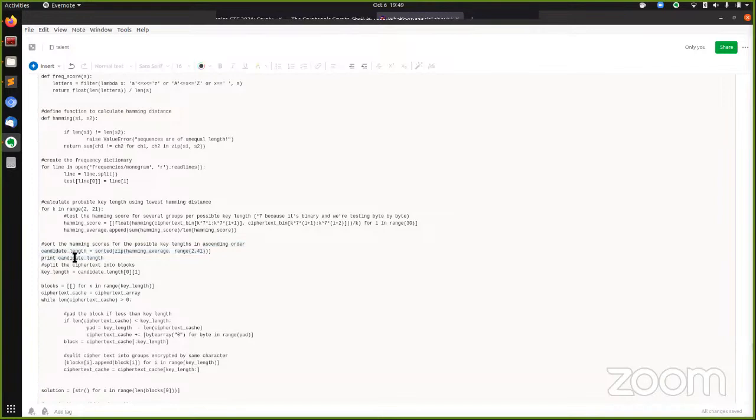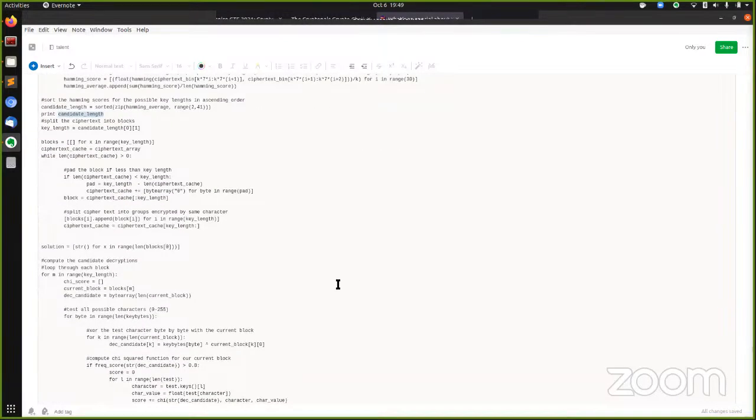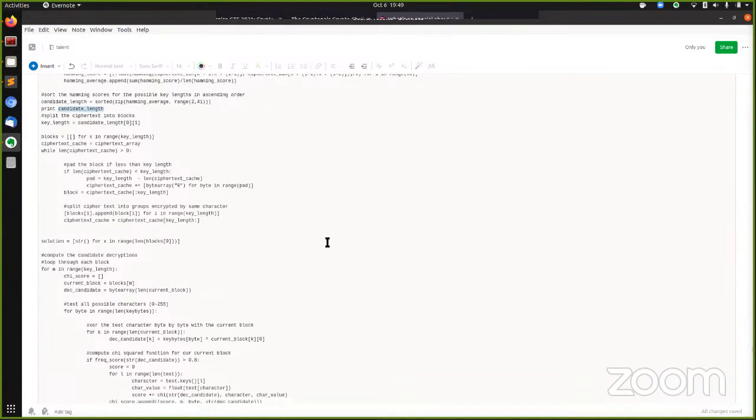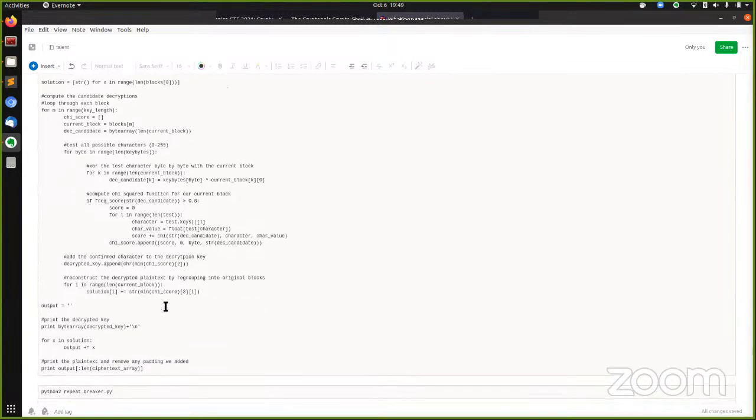So after calculating that Hamming length, we print the candidate here. Then from there on, it becomes a simple solution of decrypting, figuring out what the key is using frequency analysis or the chi-squared value. Don't want to repeat that again since we've already gone through that. So this is just the Python code to do that. Again, we'll share this code.